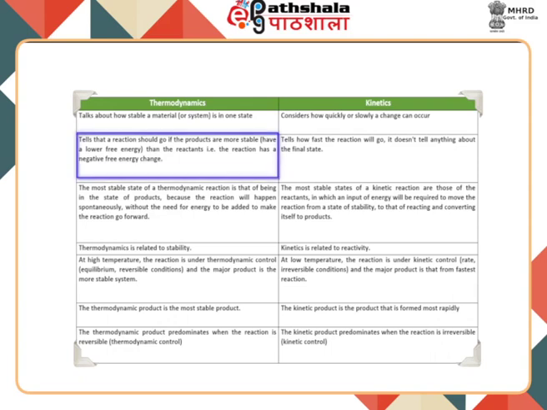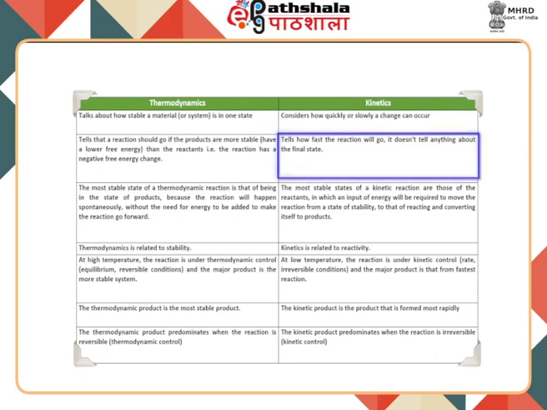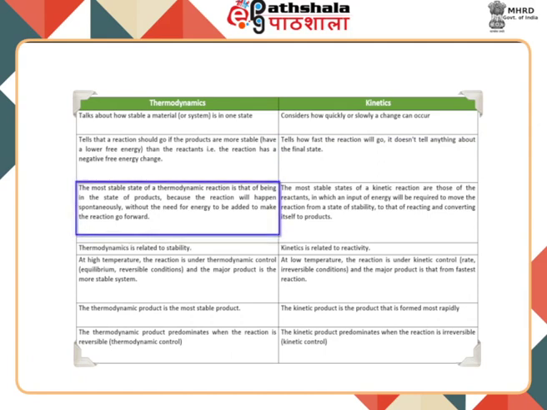Thermodynamics tells that a reaction should go if the products are more stable, having a lower free energy than the reactants, that is, the reaction has a negative free energy change. Whereas kinetics tells how fast the reaction will go, it doesn't tell anything about the final state. The most stable state of a thermodynamic reaction is that of being in the state of products, because the reaction will happen spontaneously without the need for energy to be added to make the reaction go forward.